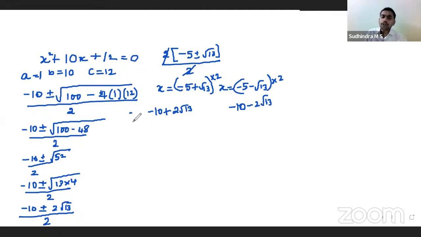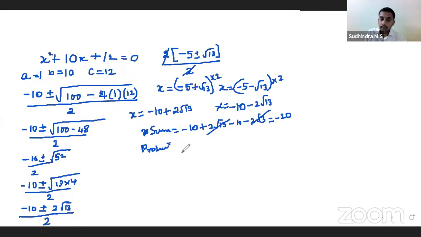For that, if we can calculate product of the roots and sum of the roots, what would be the sum of the roots? Minus 10 plus 2 root 13 minus 10 minus 2 root 13, plus minus gets cancelled. Minus 10 minus 10 is minus 20. Same way, product of the roots: minus 10 plus 2 root 13 into minus 10 minus 2 root 13.